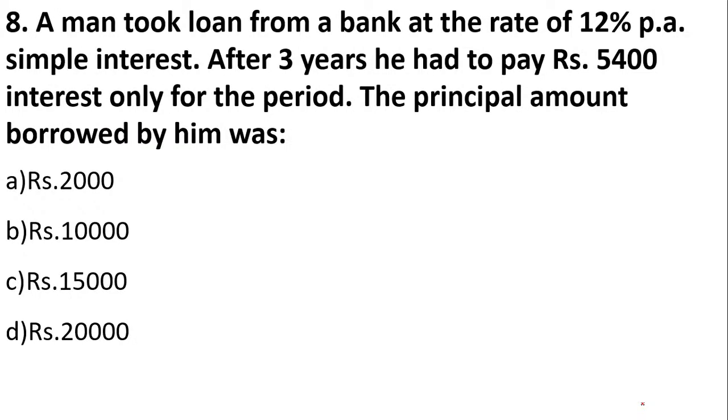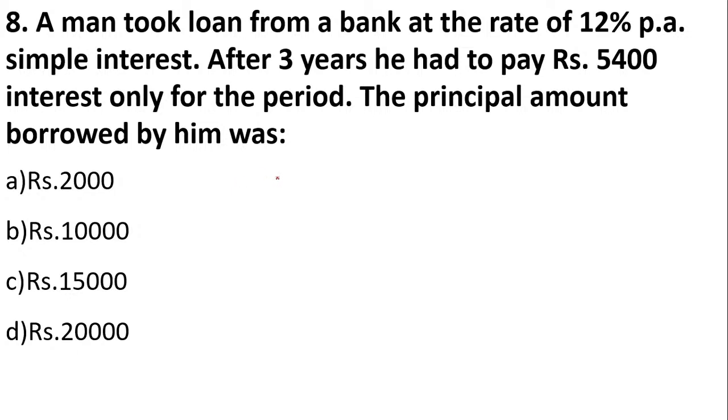Okay. Next question. A man took loan from a bank at the rate of 12% per annum, simple interest. After 3 years, he had to pay 5400 interest only for the period. The principal amount borrowed by him was. So now you have to tell me in this question. Okay, students, just let me know. A man took a loan at the rate of 12%.